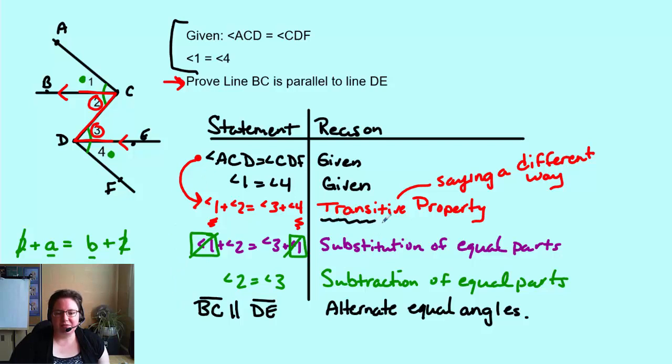The transitive property is one that you're going to want to remember because you're going to use it a lot, saying something a different way. Substituting and subtracting or adding, it could be adding, are also ones that you're going to use a fair amount. So I hope this has helped you with your understanding of how the two-column proof works.